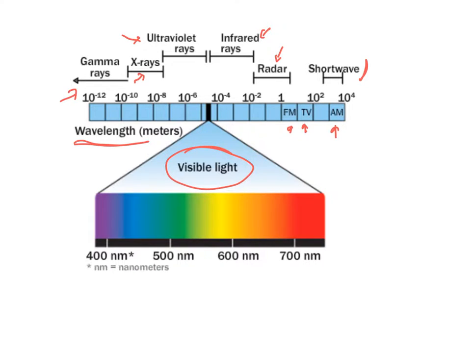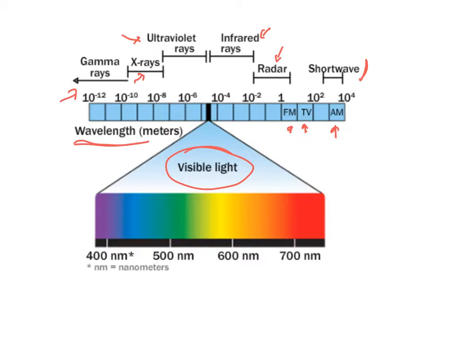So we'll notice that our gamma waves have 10 to the minus 12 meter wavelengths, versus some of our AM waves, which are going to have a wavelength of about 10 to the fourth. So we can see a huge disparity in the length of the wavelength, and that's what gives us these different properties for each.